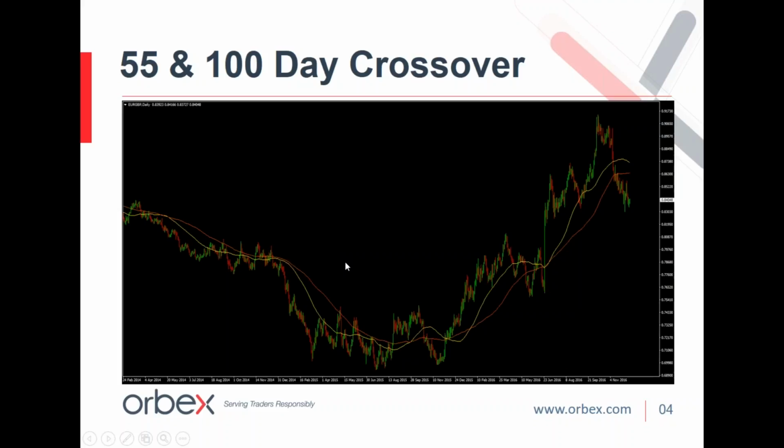So on this chart we have longer term crossovers. We've got the 55 and 100 day moving averages. And again, this is obviously a much longer term crossover. And looking at the moving averages themselves, you can see they're far less sensitive to swings in price, and they're generating far fewer crossovers. Unlike the shorter term moving averages, these moving averages aren't tracking price as closely, and they aren't generating as many crossovers.